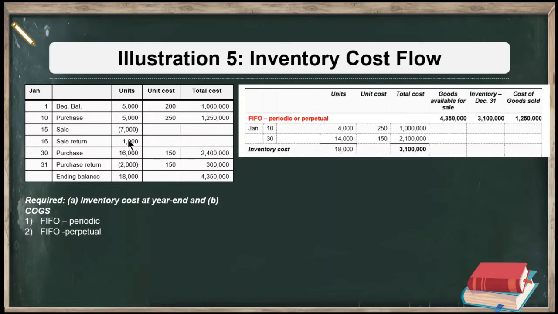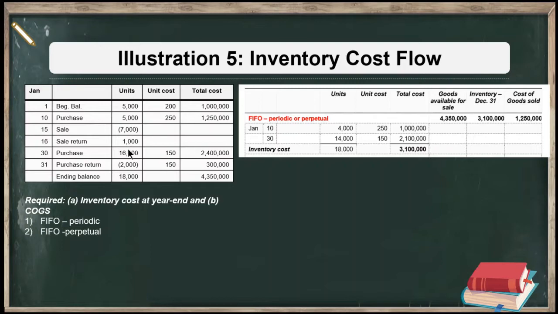And how do we get the 18,000, by the way? Just trace the units from the beginning balance plus the purchases minus the sales plus sales return. If it is a sales return, the inventory is added back, since the sales are no longer there. Then you have the purchase, then deduct the purchase return, that's 18,000. Since we already have taken note of the 14,000 units, the items left, 18,000 minus 14,000, would be 4,000 units.